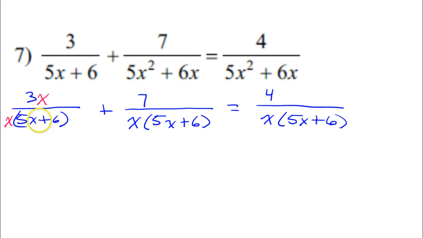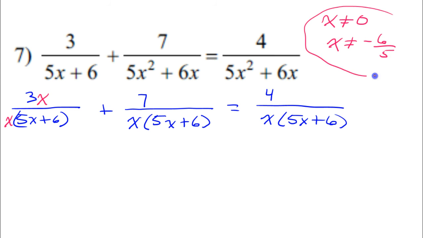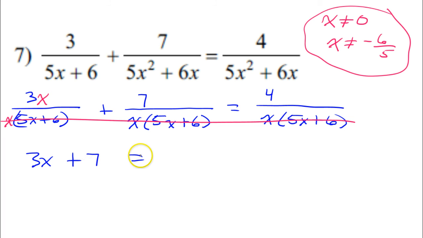Before I cancel out these denominators, which I am going to do, now would be a good time to say the excluded values. x cannot equal 0 because of the x here, and x cannot equal negative 6 over 5. If you take 5x plus 6 and set it equal to 0 and solve, then you get negative 6 over 5. Anyways, I can cancel out these like denominators and make a new equation out of the numerators. So that'll be 3x plus 7 is equal to 4.